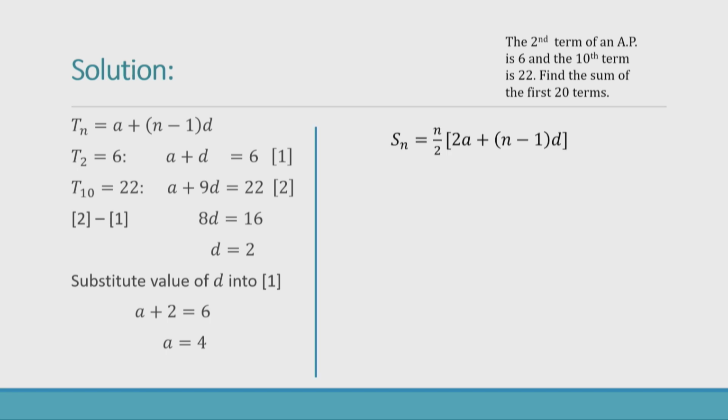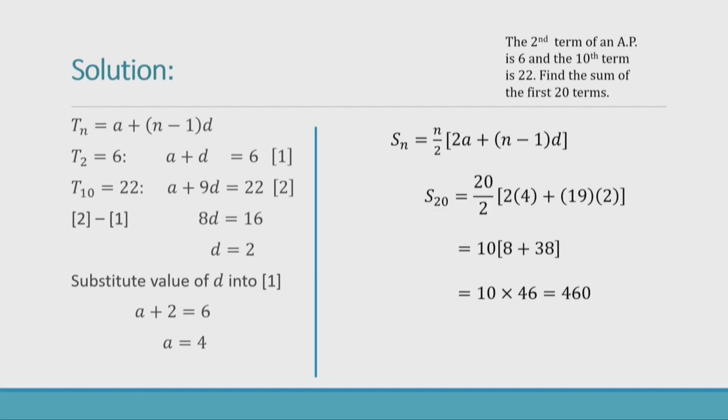So I will use the formula for Sn. I will replace n by 20, a by 4 and d by 2. So I get S20 = 20/2 × (2 × 4 + 19 × 2). Simplifying, I get 460. So S20 will be equal to 460.